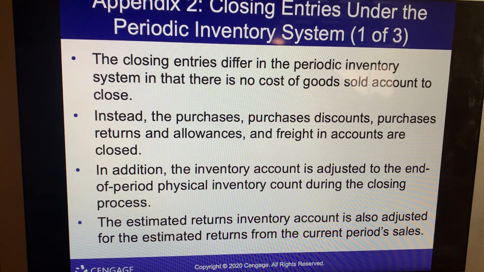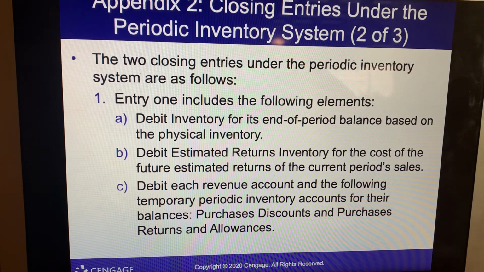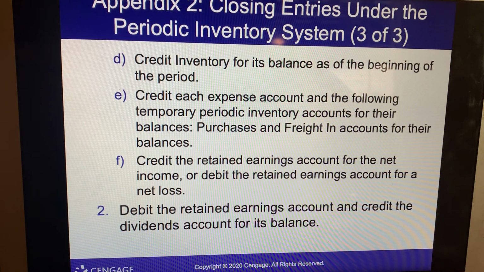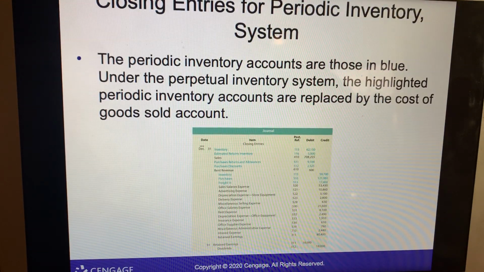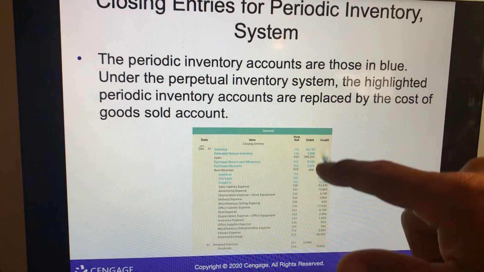The estimated returns inventory count is also adjusted for the estimated returns from the current sales period. So the 2 closing entries on the periodic inventory system are as follows. Entry 1 includes the following elements: debit inventory, debit estimated returns, and then debit each revenue account. Okay. Credit inventory for its balance at the beginning of the period. Credit each expense account. Credit the retained earnings, debit the retained earnings account, and credit the dividends account for its balances.